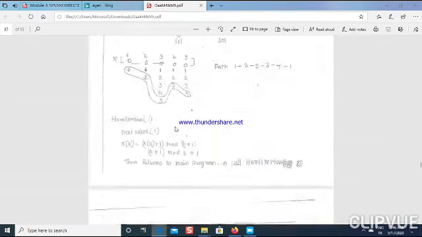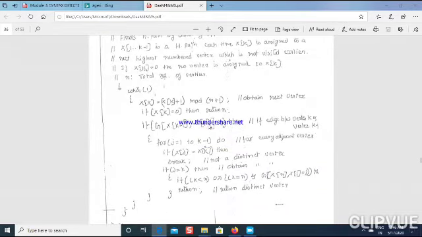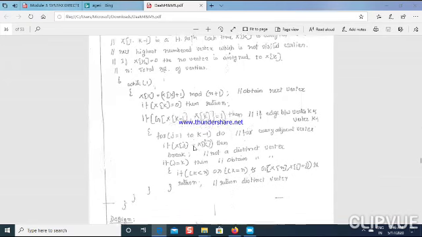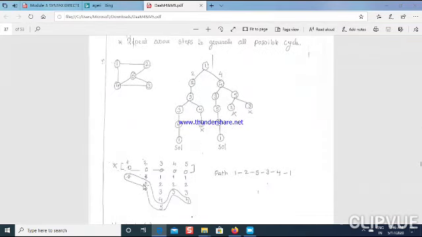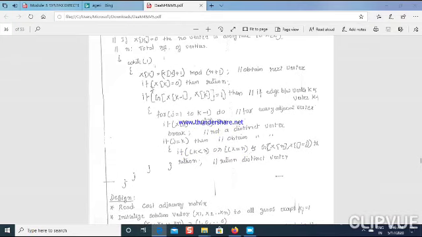Now, are you having a path from x of k minus 1? That means I am checking whether we are having a path from here to here. Yes, there is a path from 1 to 2. Then in this for loop, I am checking whether it is a distinct vertex, means whether this 2 is repeated in the previous entries or not. Yes, this is a distinct element. If it is the same element, then I'll break and go back to the while loop. But if it is a distinct element, then I'll come here.